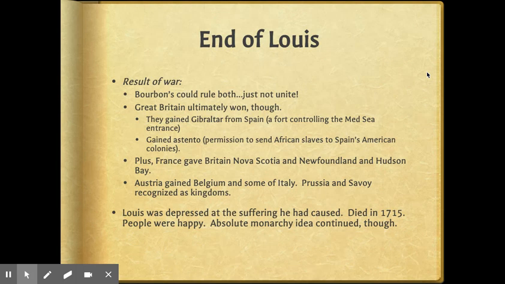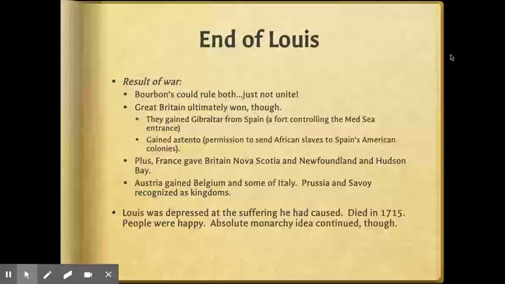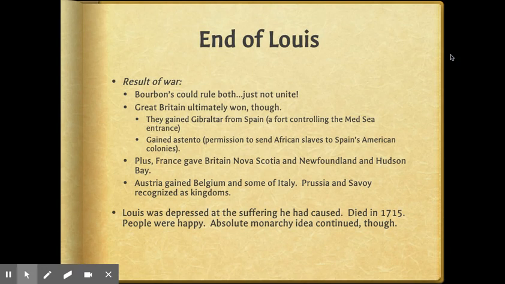Louis is depressed and winds up dying. When he died, there was a massive celebration in his country. But the idea of an absolute monarchy is not going to die, and we're going to have two more Louis. Louis XV, who's going to further bankrupt the country, and then Louis XVI is the one who's going to get his head chopped off in 1790. So this isn't going to go so well for France.